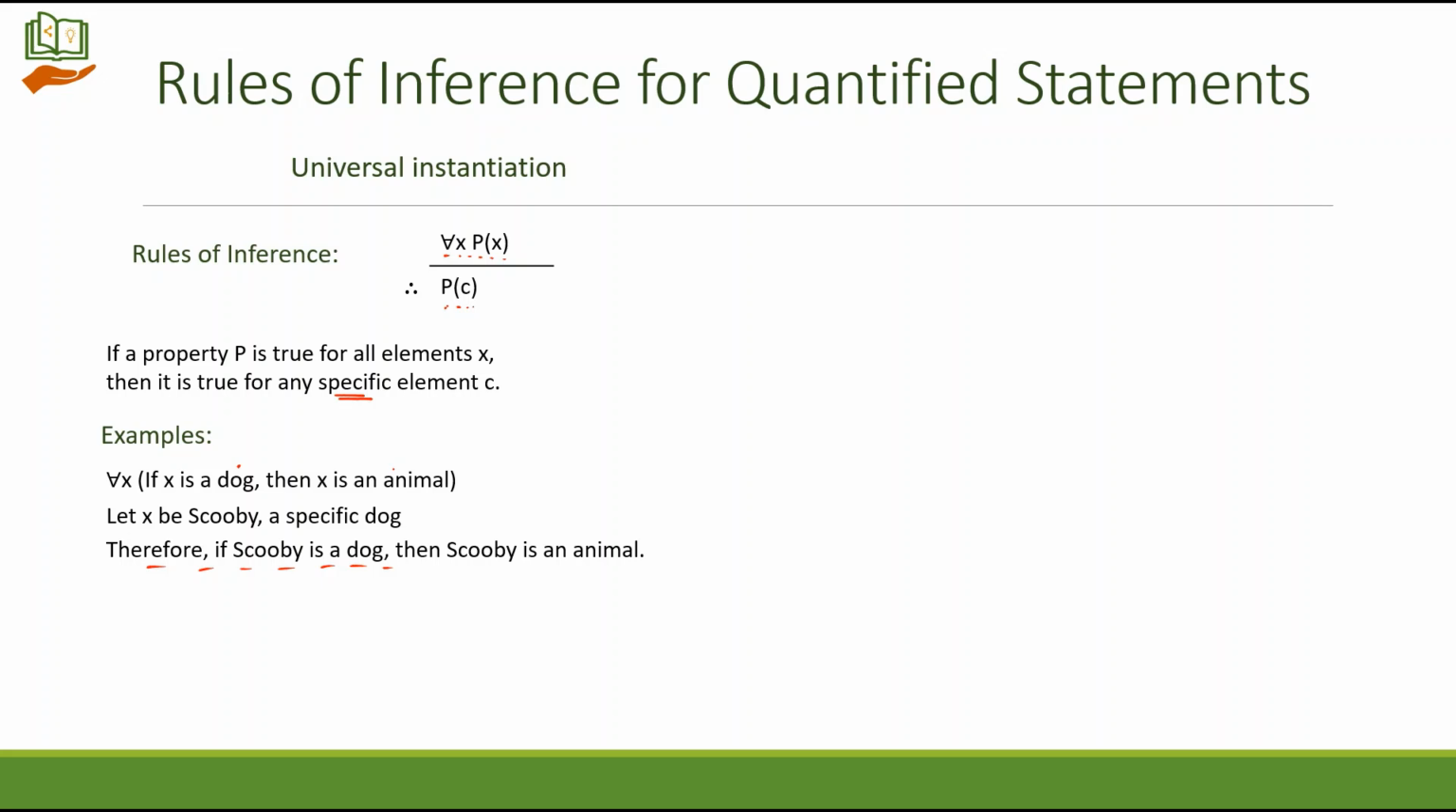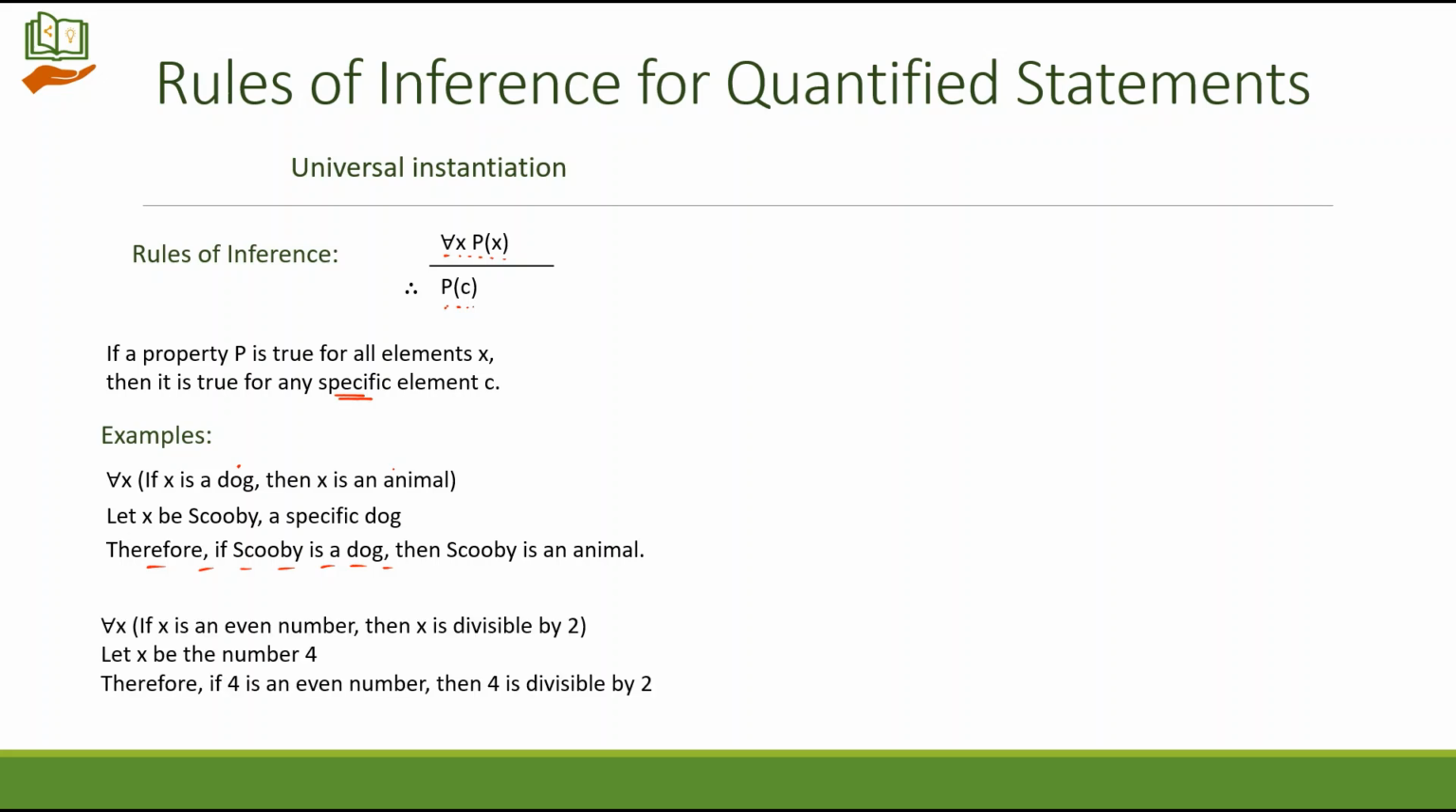Let's get into a bit of mathematics now. For all X, if X is an even number, then X is divisible by 2. Now we will pick a value for X equal to 4. If 4 is an even number, 4 is divisible by 2. Is it true or not? Yes. So when it is applicable to all values, then it is true for a specific value also. This is universal instantiation.